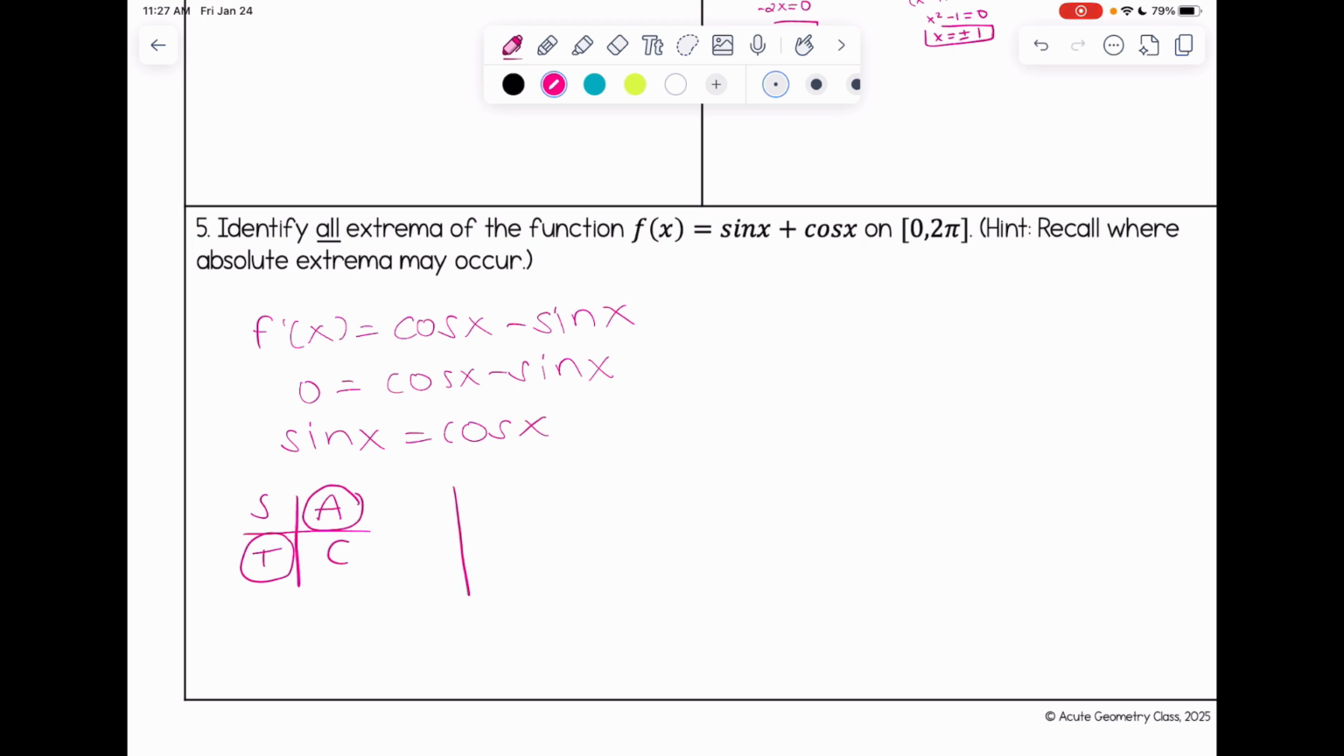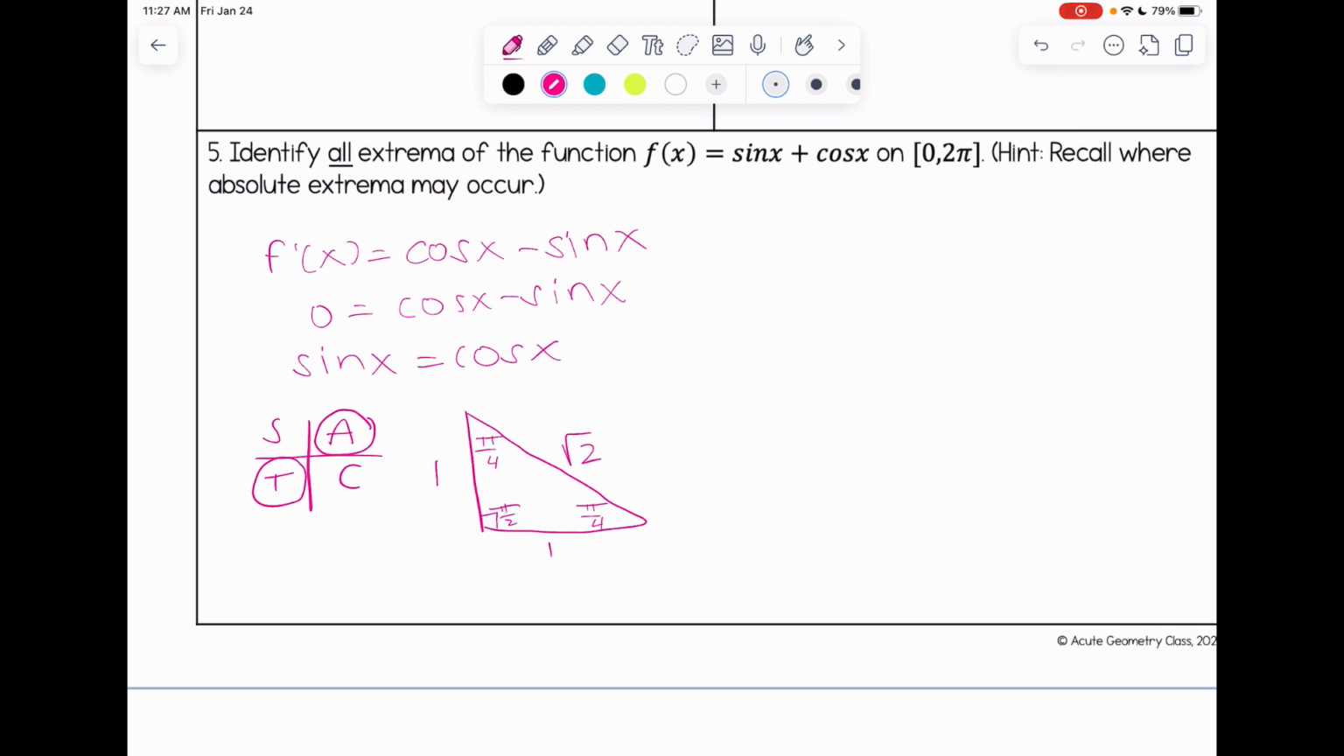Now, if we also know our special right triangles, you may have initially learned them as 45, 45, 90, but we can also think about them as pi over 4, pi over 4, and pi over 2. That's really what we have here for that right angle. And here's what the sides would look like. I can see here that the sine of pi over 4, think about SOHCAHTOA, would be 1 over radical 2. Cosine of pi over 4 would also be 1 over radical 2. So I can tell from looking at my special right triangle that the first value of x where this would be true is pi over 4.